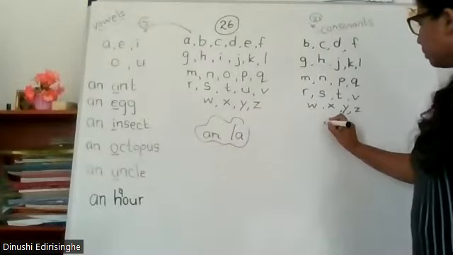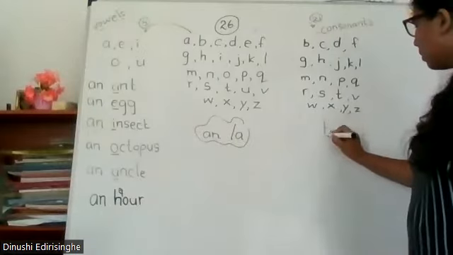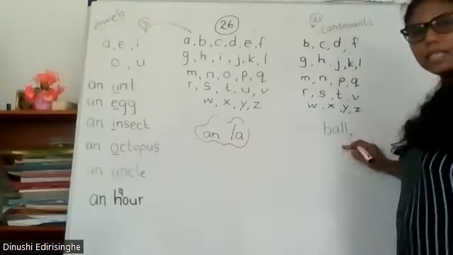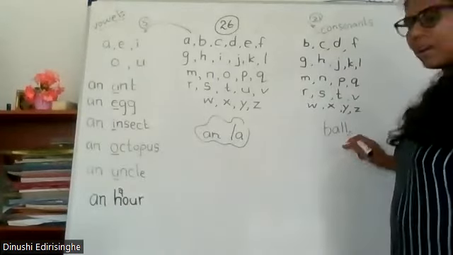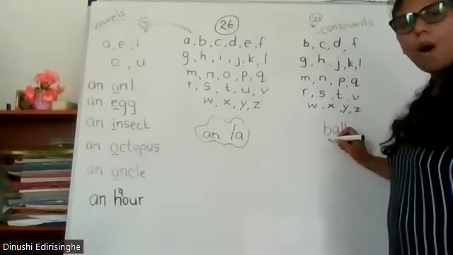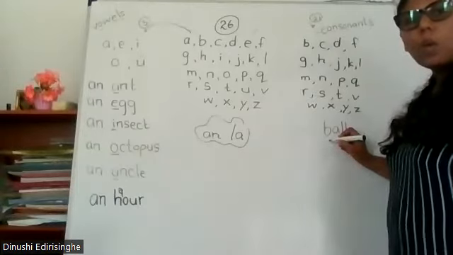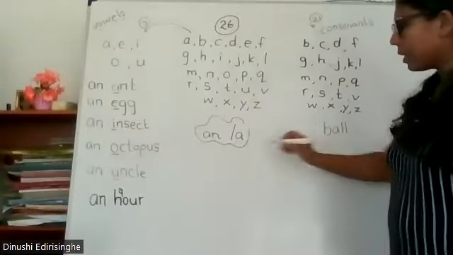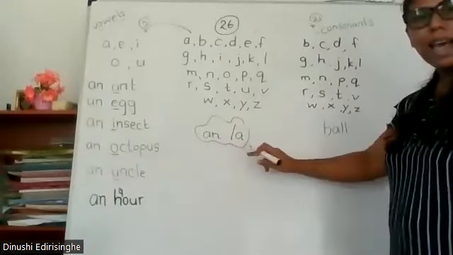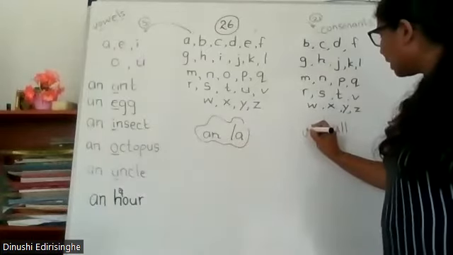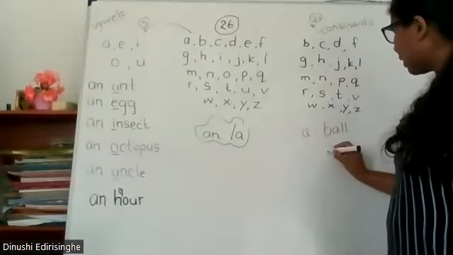Look here. What is this word? Ball. Right? What is the beginning sound? Ball. Ball. Beginning sound is, then, a ball. Very good. Right, ball. Next one.